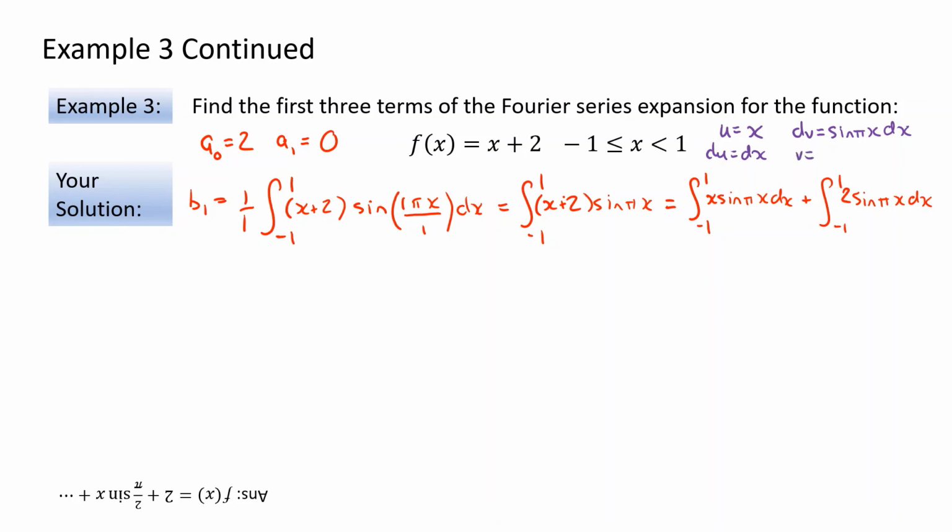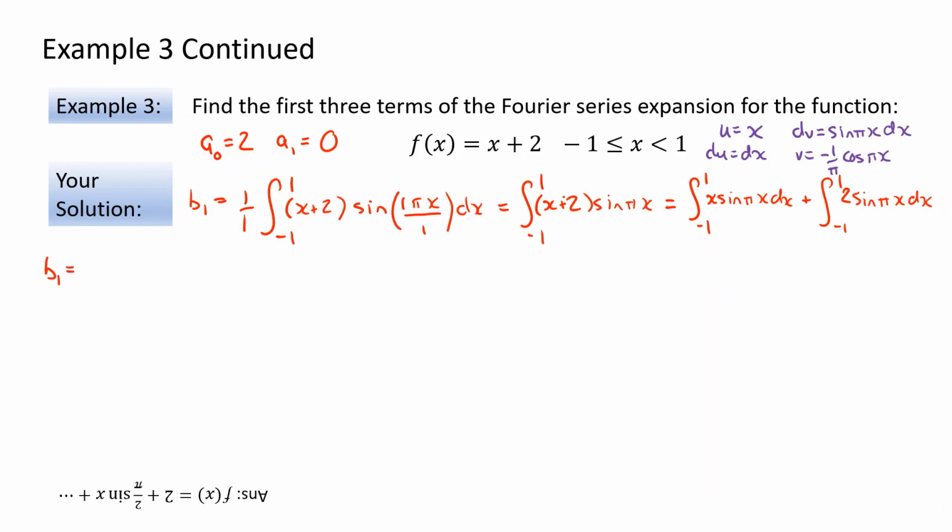So v becomes the negative cosine, but remember, we also have to account for this pi term. So what we end up with is -1 over pi cosine of pi x. Okay? Just remember, when the period is not 2 pi, you're always going to run into these 1 over pi terms. All right? So now we're going to do the same thing where we substitute all of these values in.